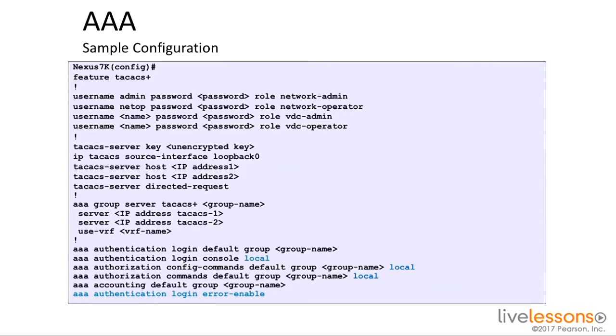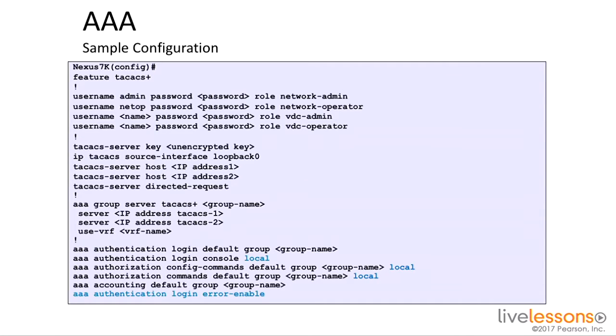In order to turn on AAA, what we first have to do, once again, is enable the feature. Here's a sample configuration where we are turning on feature TACACS+. We are then defining certain roles. We're giving it a way to interact with the server by providing a server key and telling it which servers it will be interacting with by providing it the TACACS server host and the IP address.